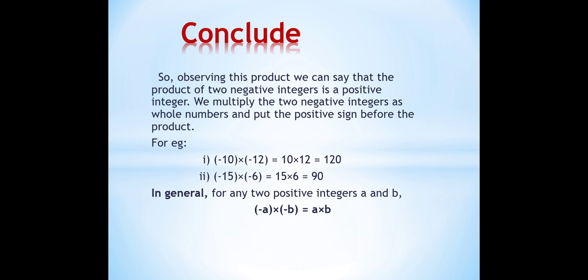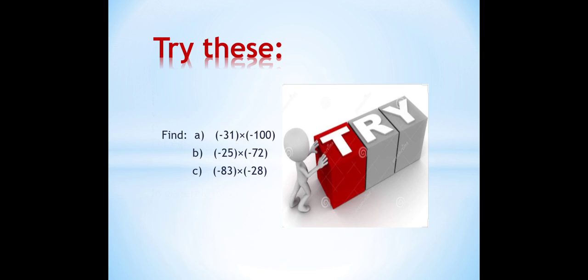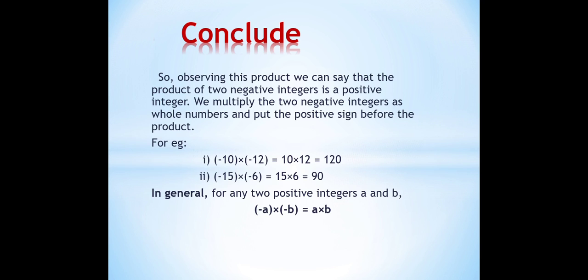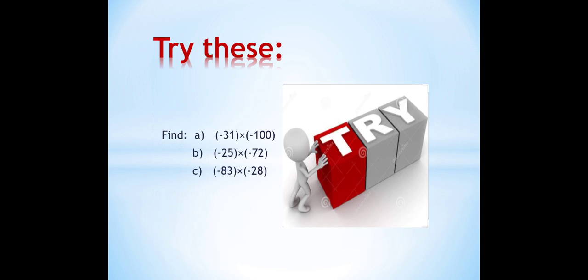Okay students, did you understand? So these are the three problems. You can try this at home. Let me help. Number 1, minus 31 into minus 100. What we have seen here, when we are given in this way, then we will just multiply the numbers as whole numbers. So minus 31 into minus 100 is given, we will just simply multiply 31 with 100. And similarly in both B and C students.